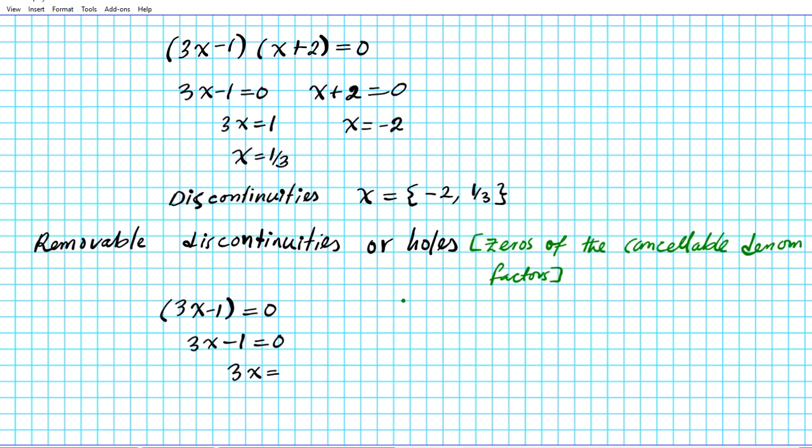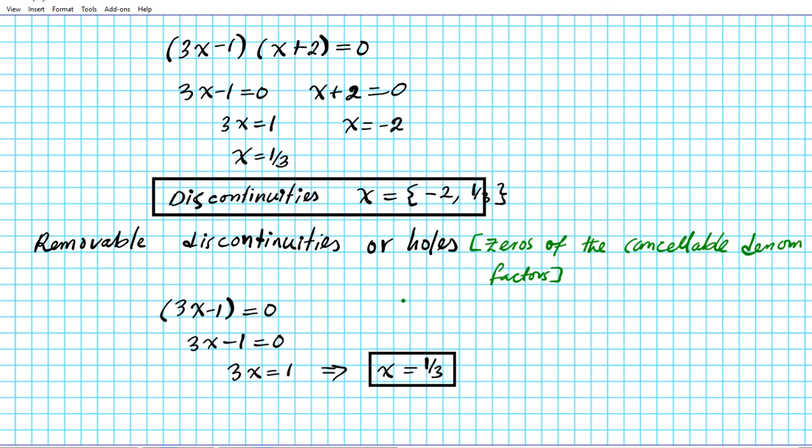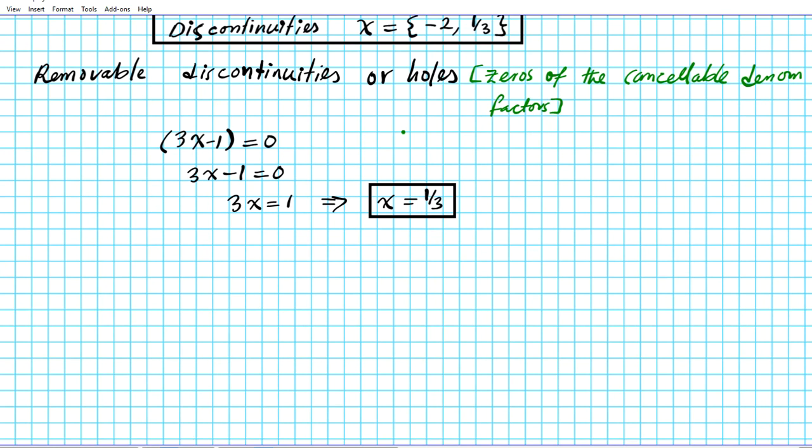Add 1 to both sides. And then when you divide by 3, you have an x value of 1/3. Okay? So this right here is your removable discontinuity, also known as the hole of the rational function under consideration. Alright, some discontinuities are removable, some are not. The ones that stay or cannot be filled up with a point, for rational functions, those are known as the infinite discontinuities.